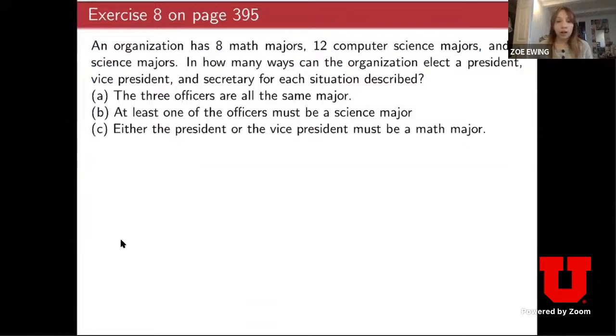Okay, this one is, at least I think, really cool because there's a couple different ways to do it. So we have an organization with 8 math majors, 12 computer science majors, and 6 science majors. We want to figure out how many ways you can elect a president, a vice president, and a secretary. So for A, should we use a permutation or a combination?